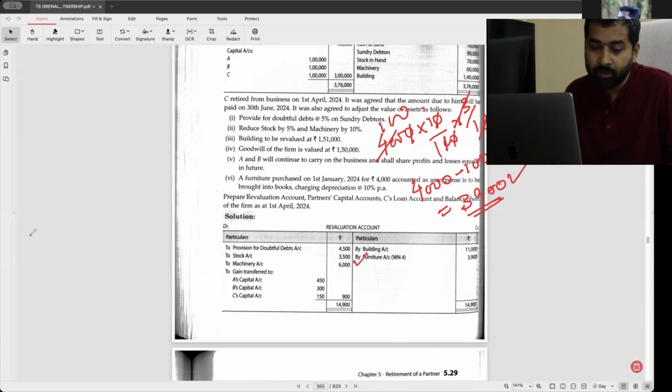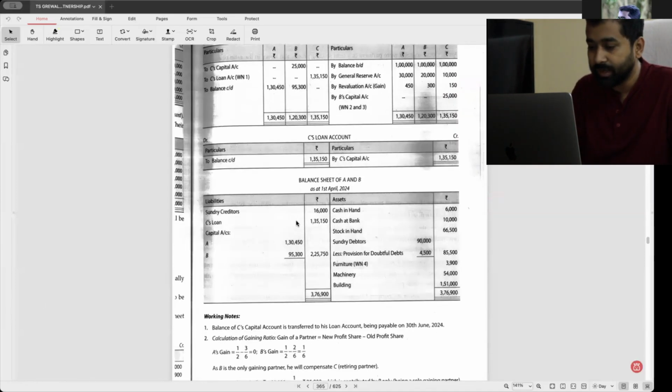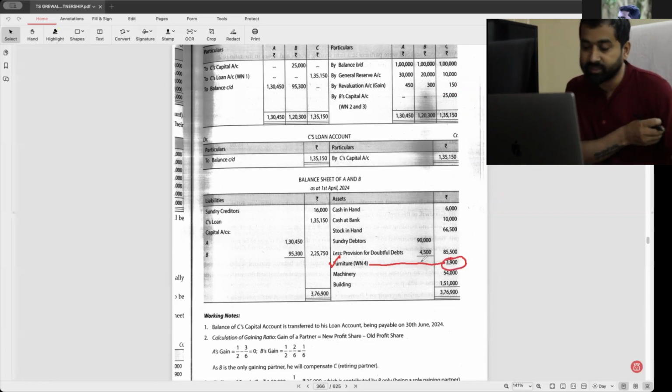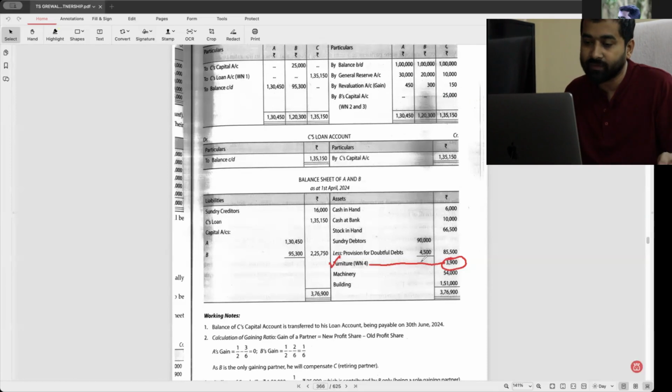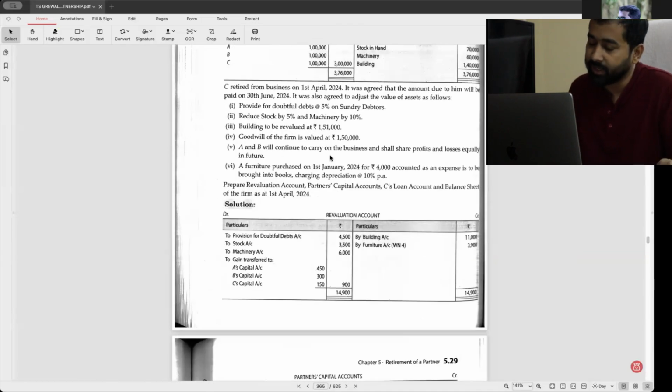And one more thing: furniture was not accounted before. So directly what we are going to do, we are moving to the new balance sheet, and directly I have written the new furniture here, 3,900 only. There will be no addition or subtraction, because before it was not there. So directly furniture I have taken. So these are all the points; one by one we have taken them and done this.